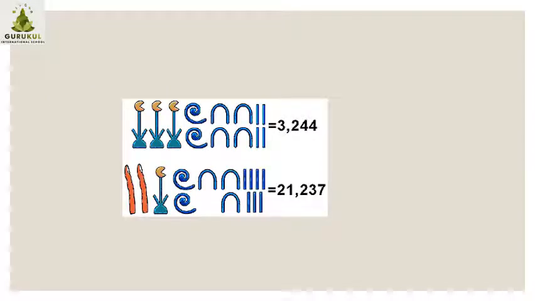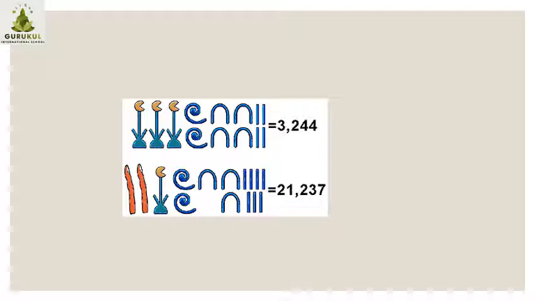Now here there are two numbers given. One is 3244. See, this one lotus plant indicates 1000. This second one is another 1000, and this third is another 1000. So 1000 becomes 3000. Then this coiled rope shows 100 each. So there are 200, so 2 coiled ropes are drawn. Then there are 40. Each 10 is indicated by one shoe hobble or cattle hobble, heel shape. So that is 1, 2, 3 and 4.